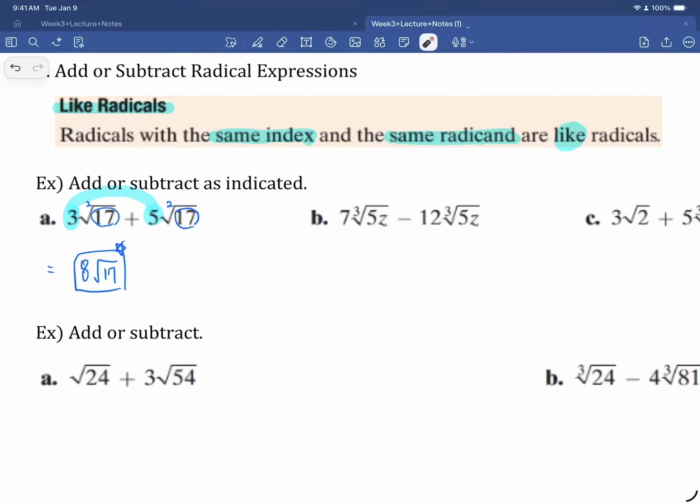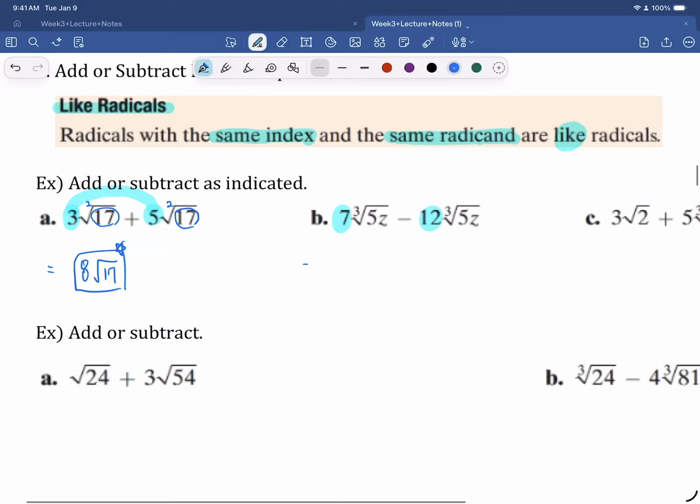And the next example is the third root. As you can see, we have the same index and the same radicand. So that's why we have to subtract 7 and 12. So 7 minus 12 is negative 5, and the root is going to be the same. So the answer is negative 5 times the third root of 5z.